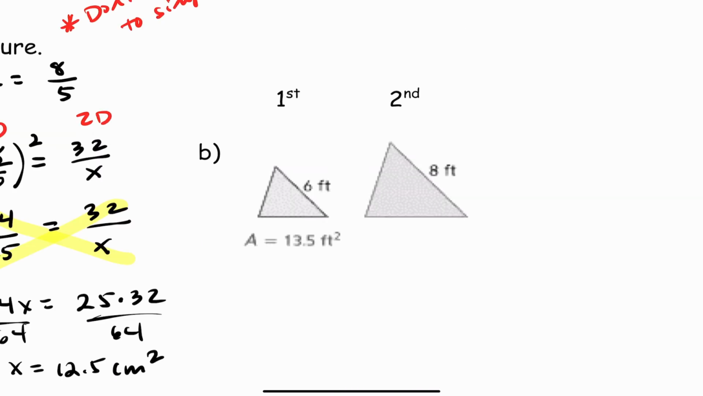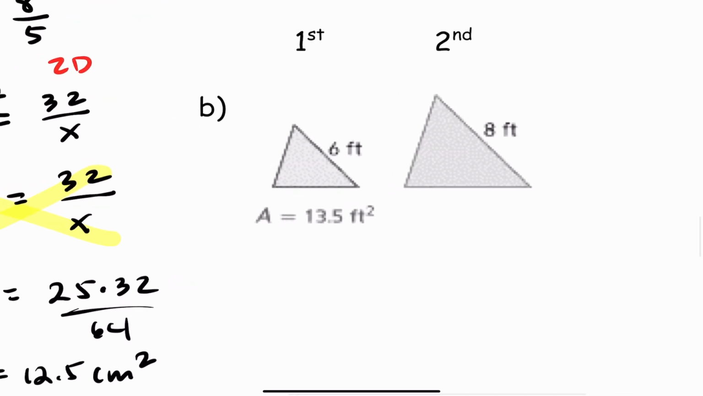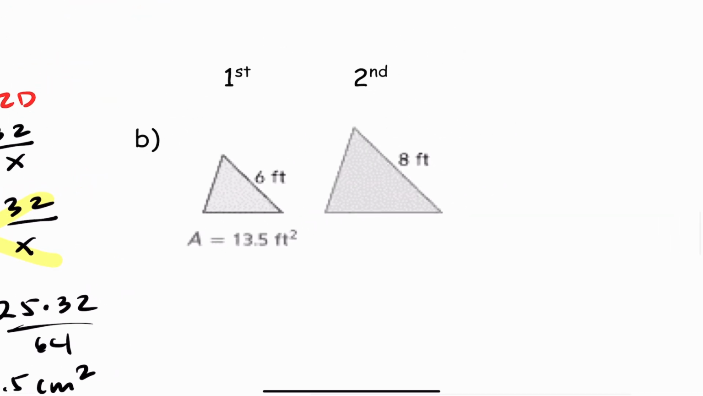All right. So we're going to look at the second example here. We have the first figure and the second figure. The first thing that we have to do is find the scale ratio. What's the scale ratio from the first figure to the second figure? 6 to 8. So 6 to 8.